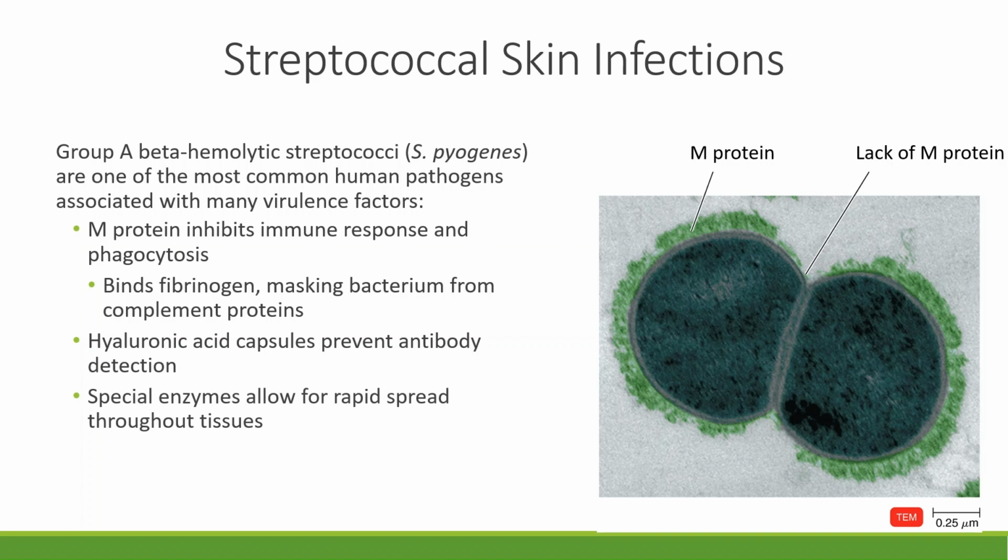They also produce some enzymes. They have special enzymes that allow for breaking down host tissues. And as you break down the tissues, that allows the bacteria to invade and spread throughout the body. So putting together these different factors makes Streptococcus pyogenes particularly virulent.